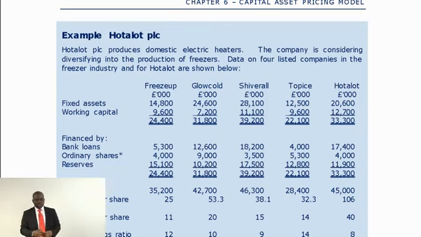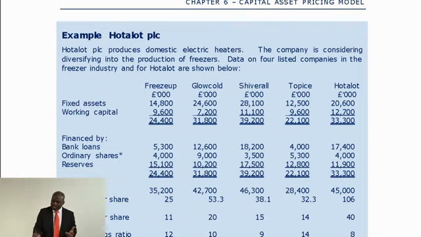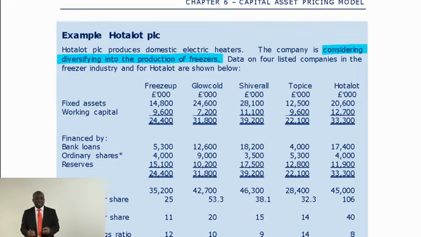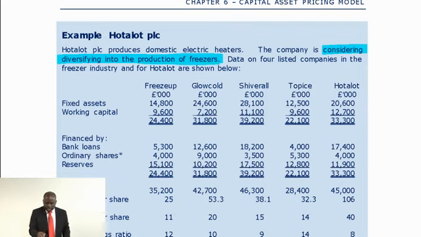So this question told us that this company is considering diversifying into production of freezers. So the moment we are diversifying into another area of business, business risk is changing. And the moment business risk or financial risk or both change, then our WACC should also change. And we will need the project-specific WACC. So we need a cost of capital or a WACC that is specific to the business and financial risk associated with the production of freezers.